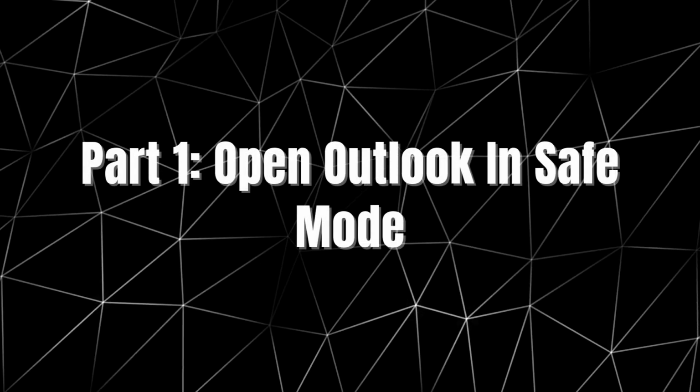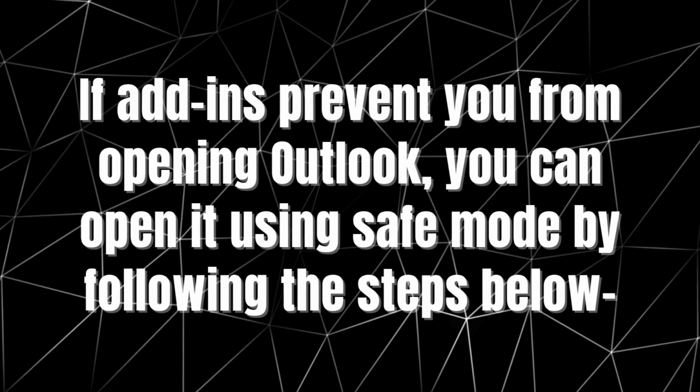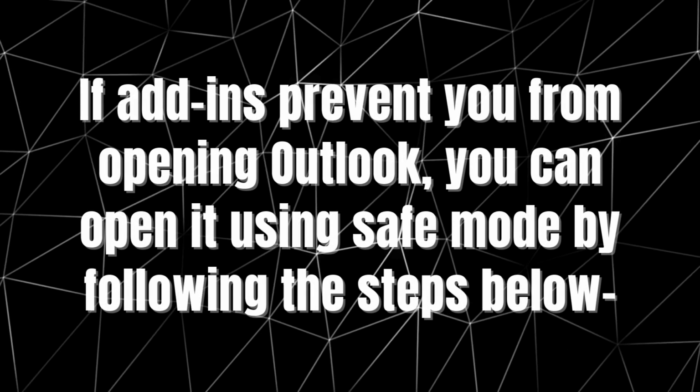Part 1. Open Outlook in Safe Mode. Safe Mode disables all Outlook add-ins. If add-ins prevent you from opening Outlook, you can open it using Safe Mode by following the steps below.